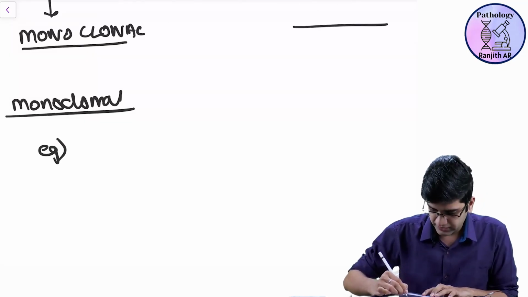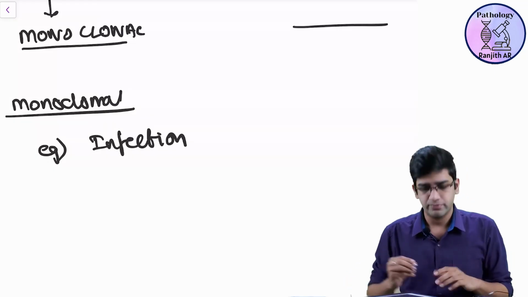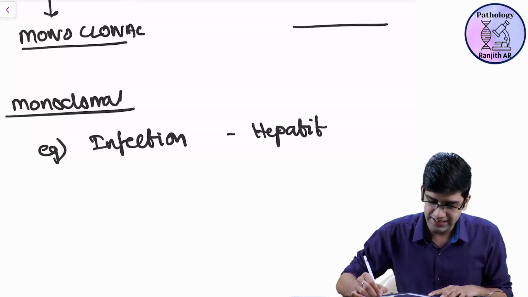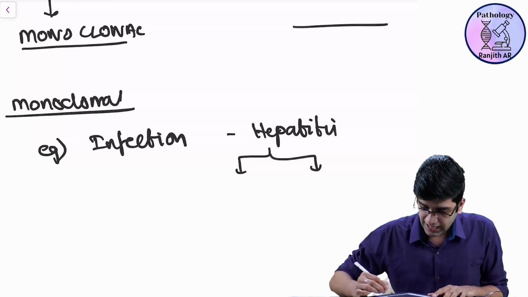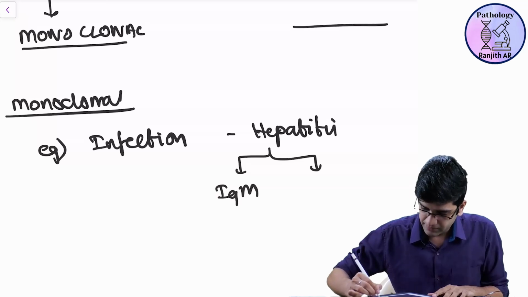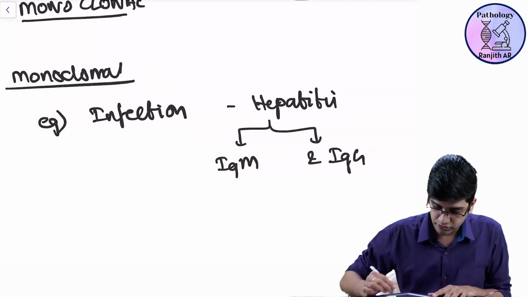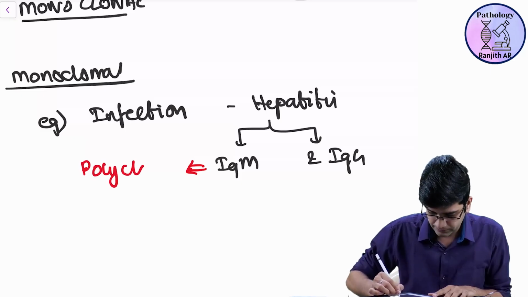Let's take an example of an infection, streptococcus. Let's take hepatitis for ease, because you know that IgG, IgM, everything happens in hepatitis. So for hepatitis, I will have both IgM as well as IgG. Both will be there in infection. I'm going to call this polyclonal.